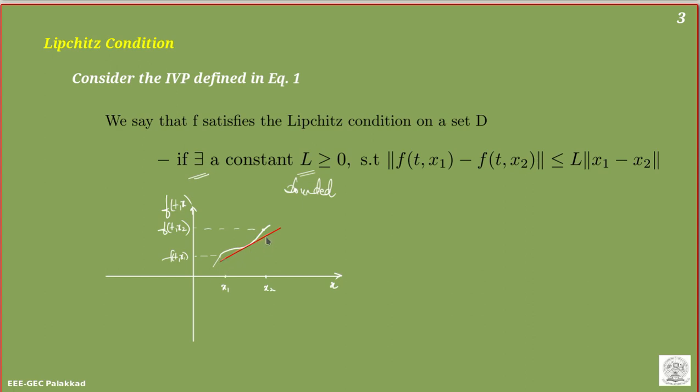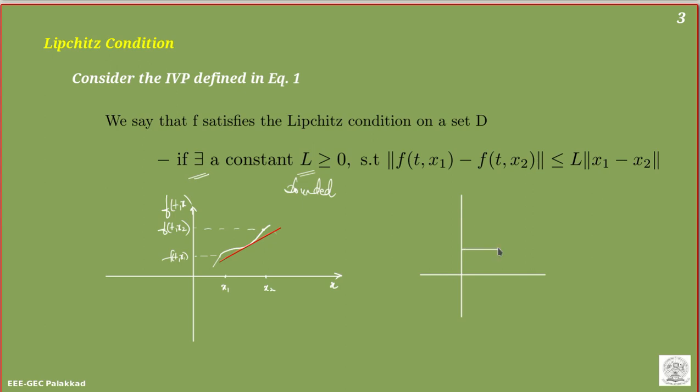When will it not be bounded? As this goes and becomes vertical, the slope, this L, will not be bounded. We will see an example for that. For example, this is a continuous system, and so this L is bounded here. I can get some L with some constant value which is greater than or equal to 0. Now we will see a system for which this L goes to infinity.